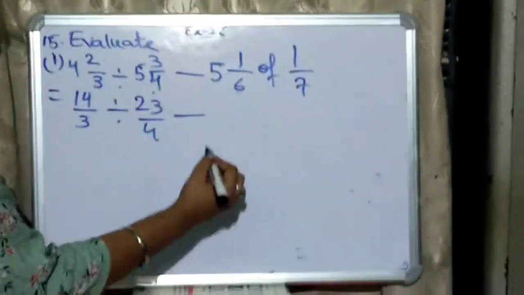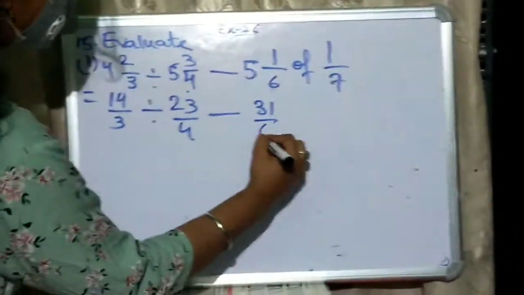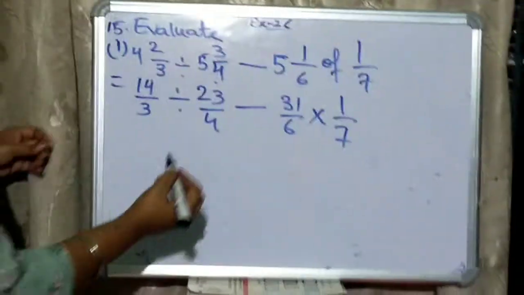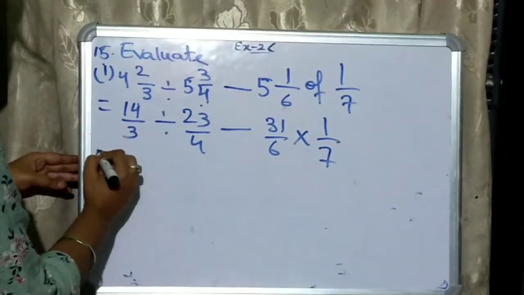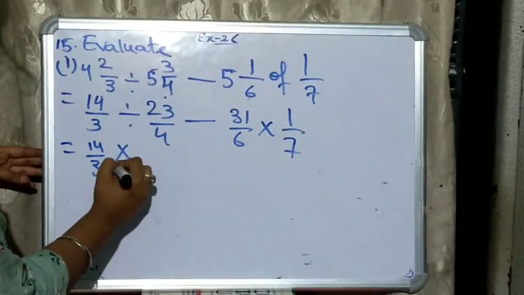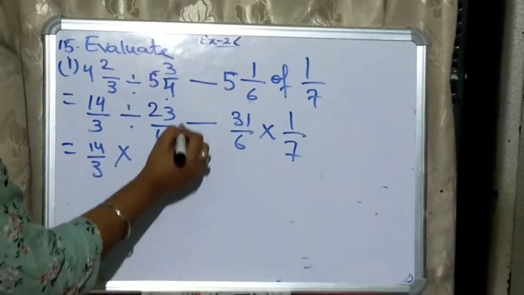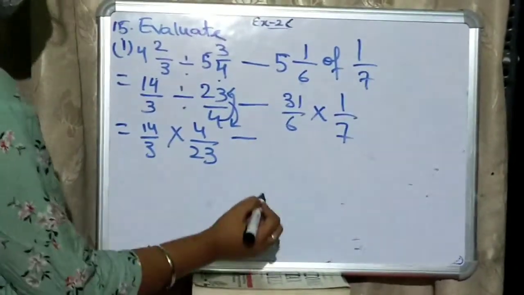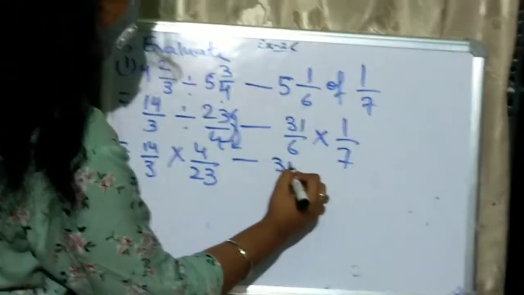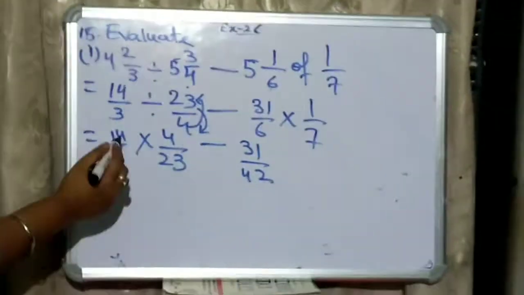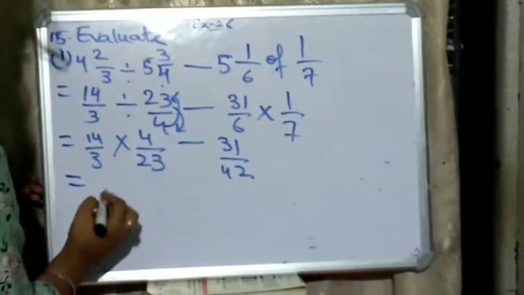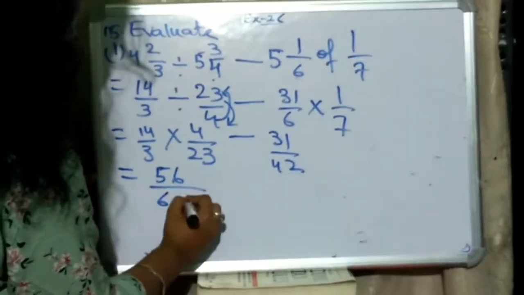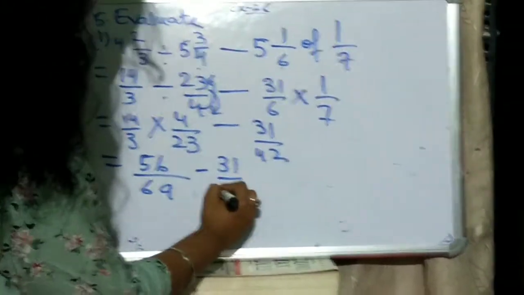Subtraction. Now 6 times 5 is 30, 30 plus 1 is 31 by 6. Of means multiplication, by 1 by 7. Now this division sign you convert into multiplication. When you convert this division sign into multiplication, 4 will go up and 23 will come down. Minus 31 into 1 is 31, 6 7s are 42. Now there is no chance of cancellation, so you have to multiply. 14 into 4 is 56. 23 into 3 is 69. Minus 31 by 42.